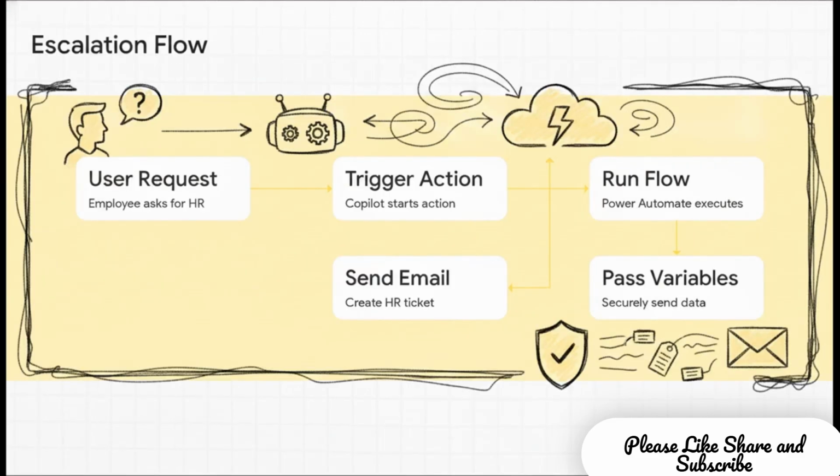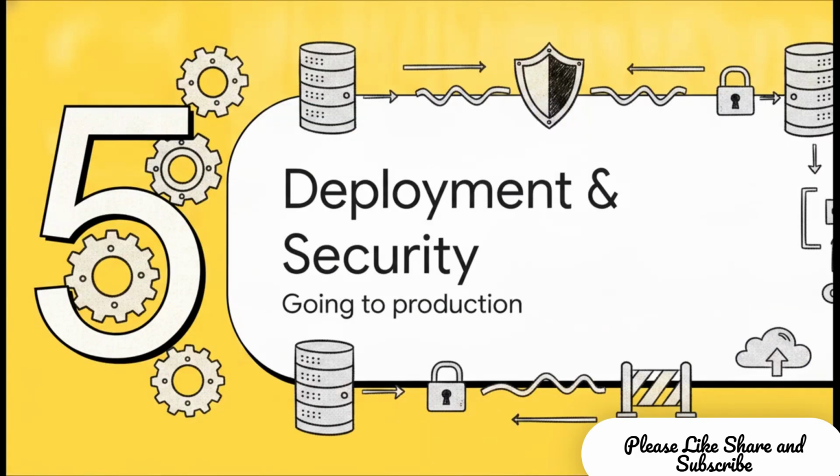Here's how that data seamlessly flows to make that escalation happen. When the employee requests HR, Copilot Studio triggers an action. This action instantly runs a cloud flow over in Power Automate. Copilot securely passes the variables we stored earlier, like the employee's name, their department, and the specific issue, directly into Power Automate. Then Power Automate takes all that great data and automatically creates an HR support ticket via email. This ensures the human HR team gets all the context they need and the employee doesn't have to repeat themselves. It's a win-win.